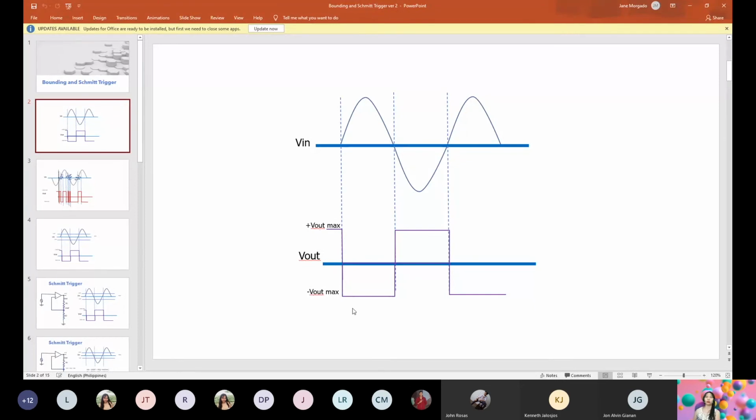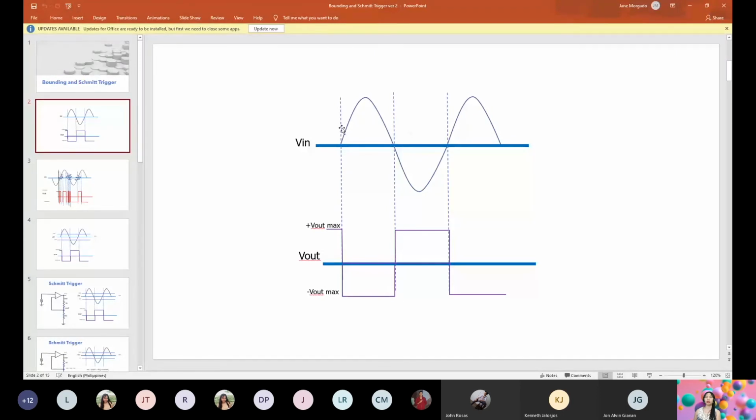So what type of comparator is this, inverting or non-inverting? Based on the waveforms. Inverting, po. Okay, so you have an inverting comparator. Why inverting? If you have positive input, you have negative output.